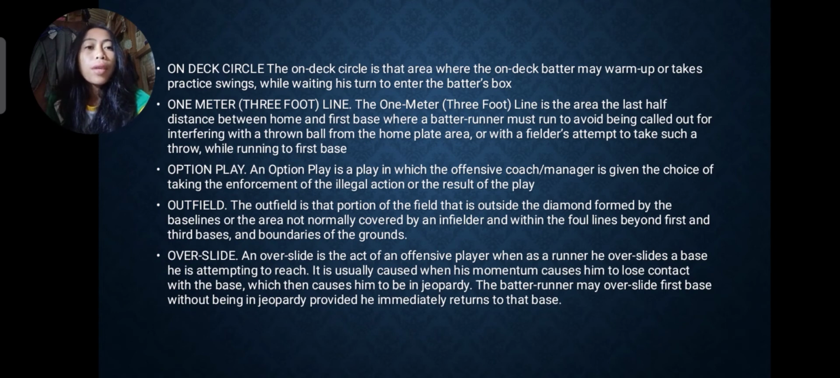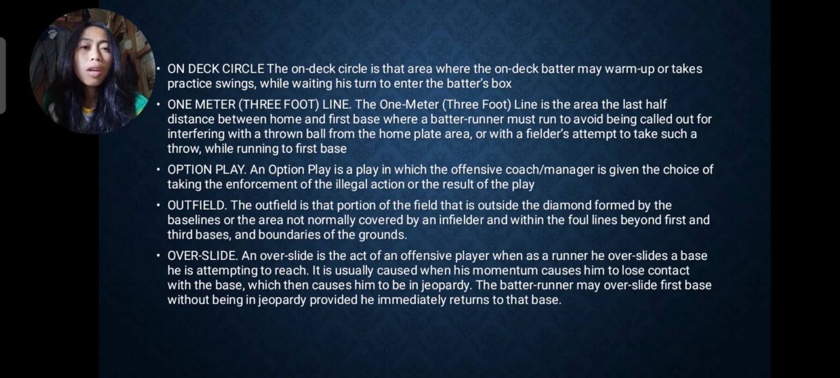The 1 meter or 3 foot line area is the last half of the distance between home and first base where the batter runner must run, and avoid being called out for interfering with the thrown ball from the home plate or the fielder's attempt to take such throw while running for the first base.